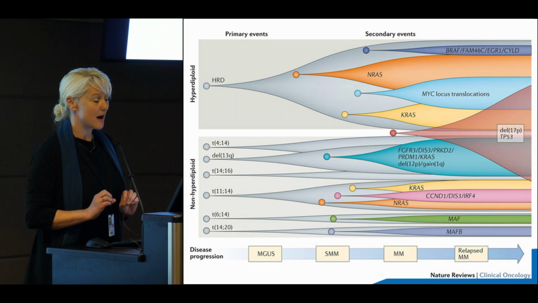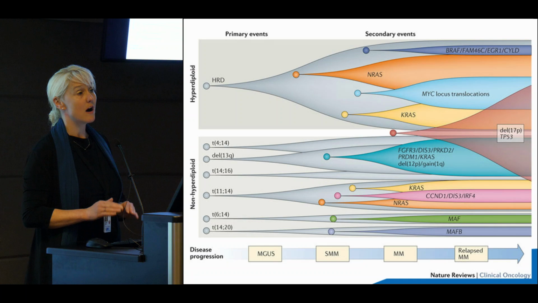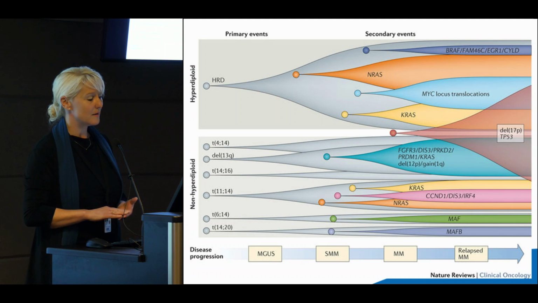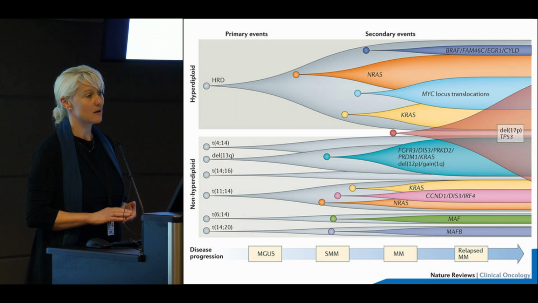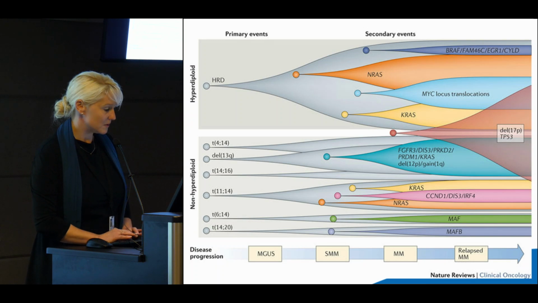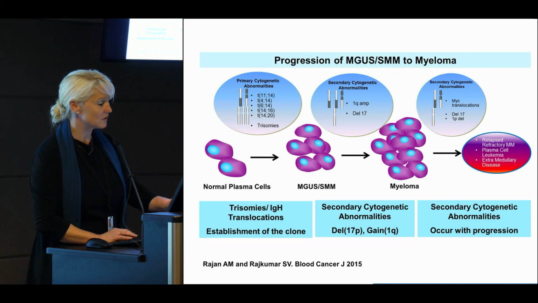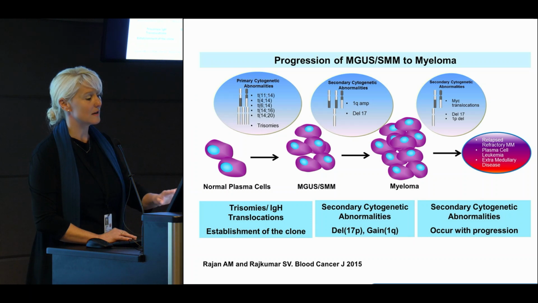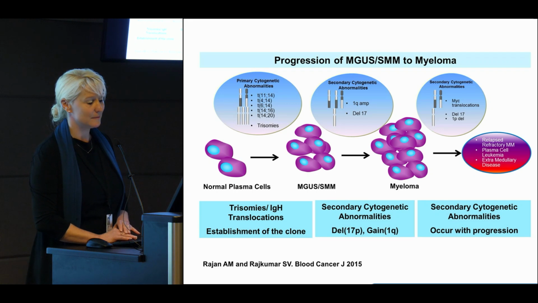But the abnormalities we are looking for are the high-risk cytogenetic abnormalities, and these are IgH translocation, p53 deletion, a duplication of 1q, and also a deletion of 1p. These are all very important for the oncologist to know and to determine how to treat these patients. So this is just a quick summary: primary cytogenetic events versus secondary cytogenetic events, and further cytogenetic events that result in progression of multiple myeloma.